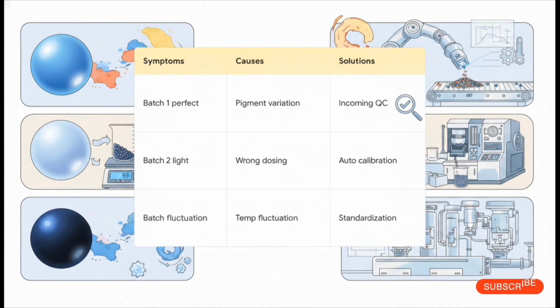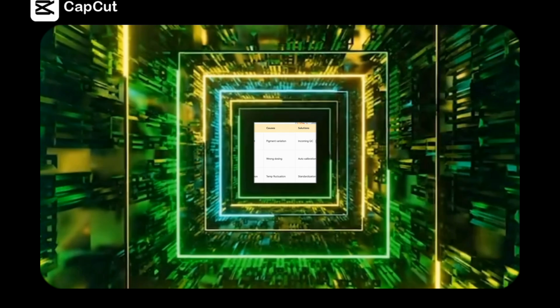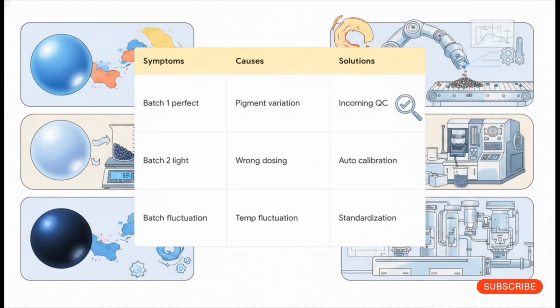Now, the scientific solution here isn't to just blindly throw more pigment into the mix. You need strict incoming pigment quality control, rigorous calibration of those auto-dosing units, and total process standardization.